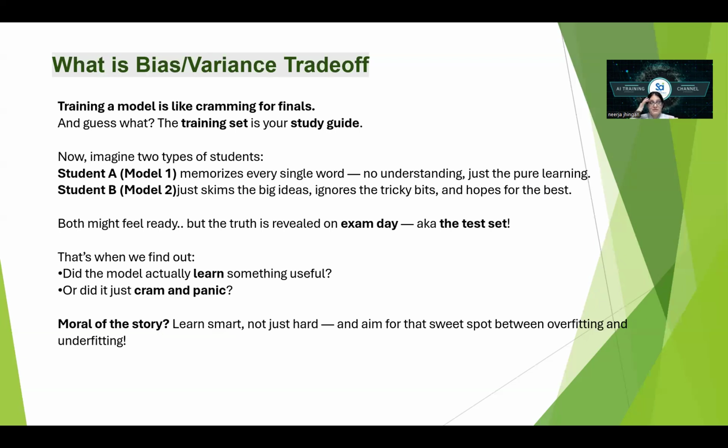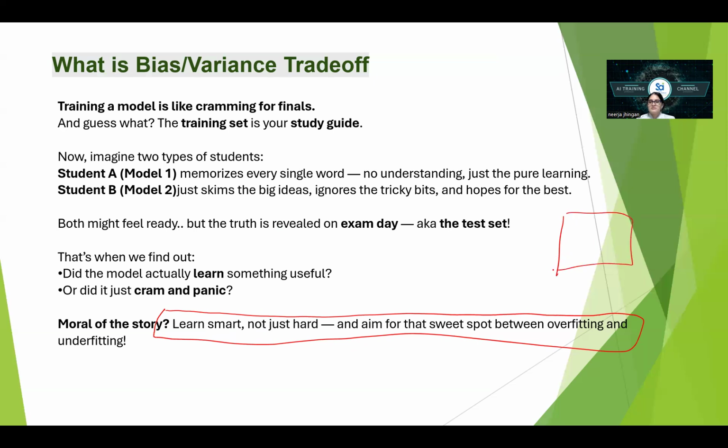So this is the same example which I have already shared with you. Okay. So what is the moral of the story? We need a student who can learn smartly, not just do the hard work. And we are aiming for that sweet spot between overfitting and underfitting, right? We want this model, right? Low variance, low bias. This is what we want, right? No overfitting and no underfitting. This is what we want.